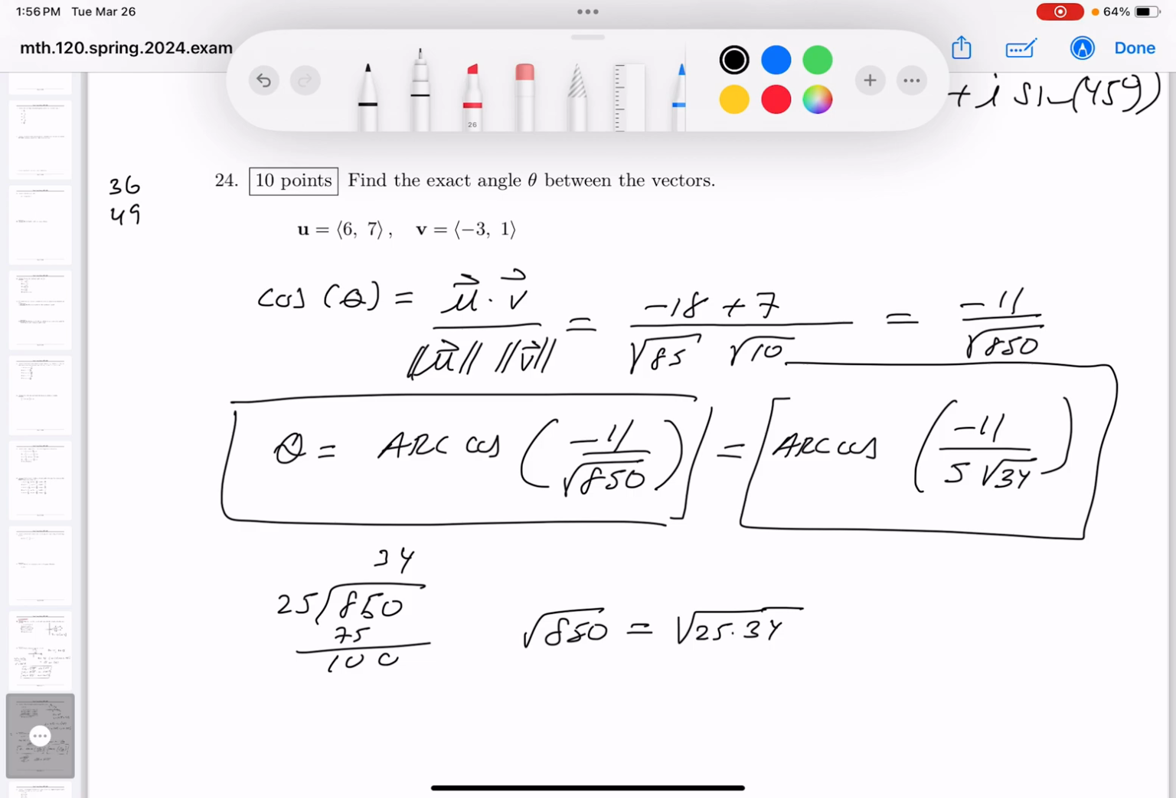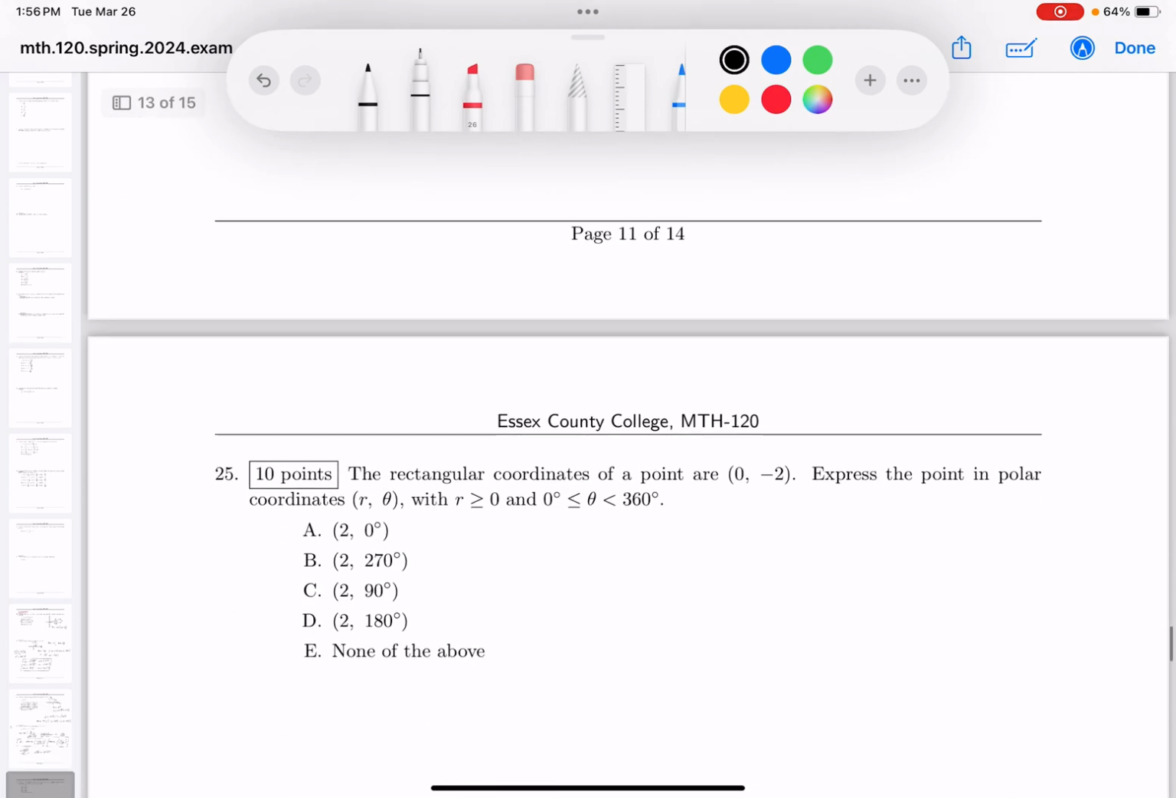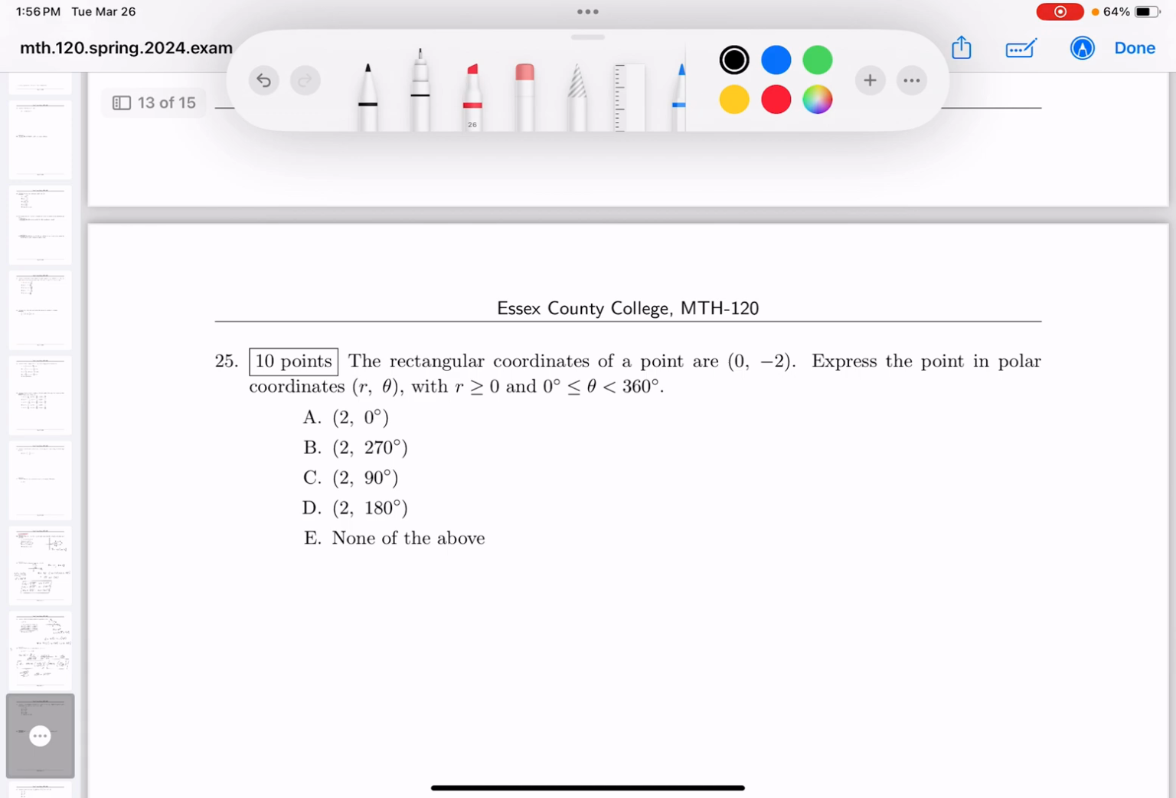So let's do the next one. And the next one, another multiple choice, by the way. And they want to convert this rectangular point, which means that this is the x and this is the y, and they want me to express it in polar form.